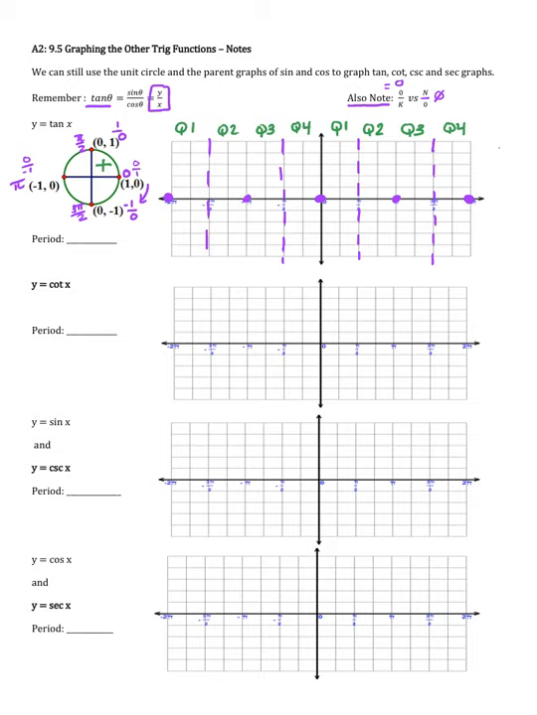Okay, so in the first quadrant, tangent is positive. In the second quadrant, since one of the values is negative, tangent will be negative. In the third quadrant, where both x and y are negative, that ratio turns positive. In the fourth quadrant, you have positive, negative. Since one of them is negative, tangent is negative. So that's where tangent is positive and negative.